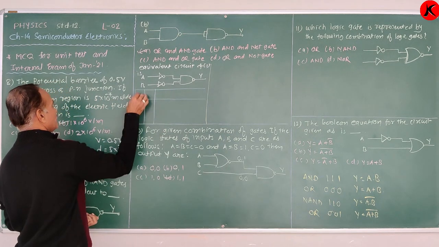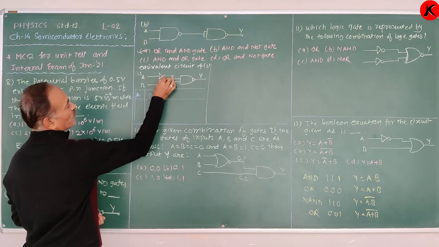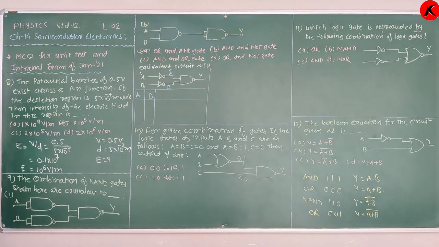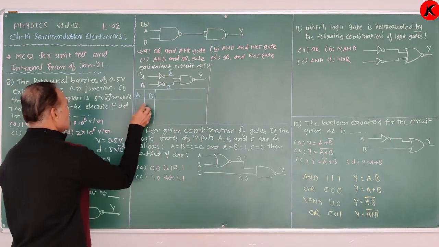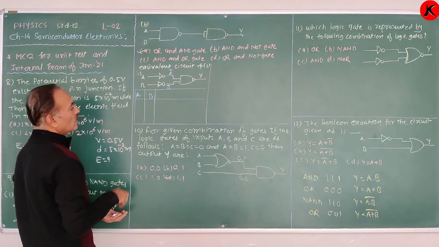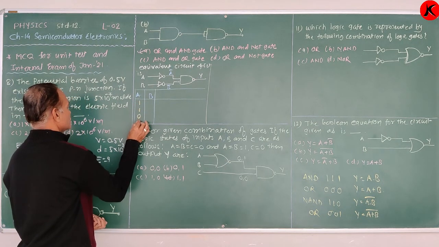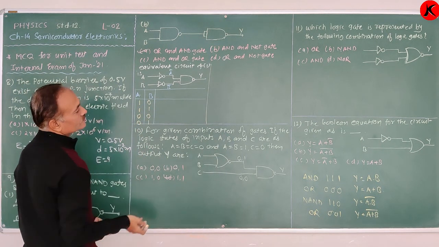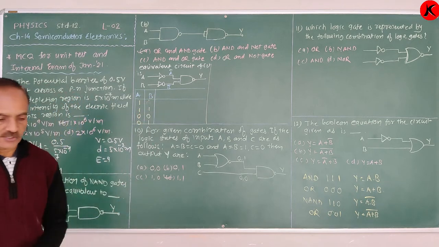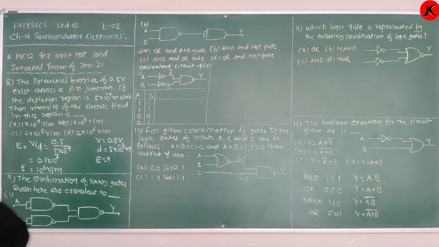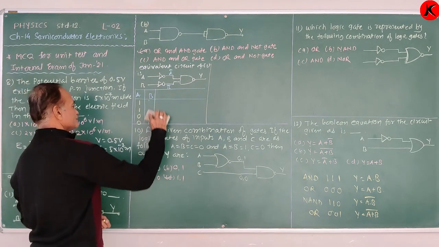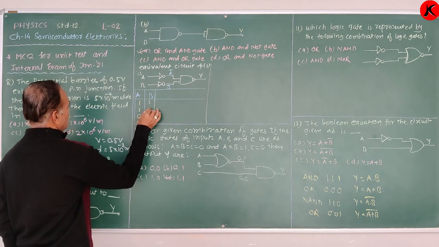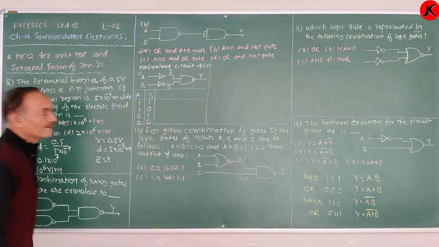There are our inputs A and B. The outputs of the NOT gates are A bar and B bar. So the inputs are 1, 1, 0, 0 for A and 0, 1, 0, 1 for B. Or we can arrange it this way: 1, 0, 1, 0.